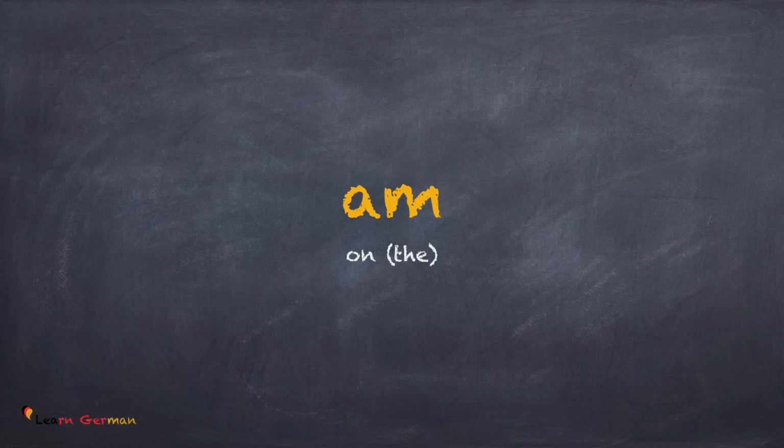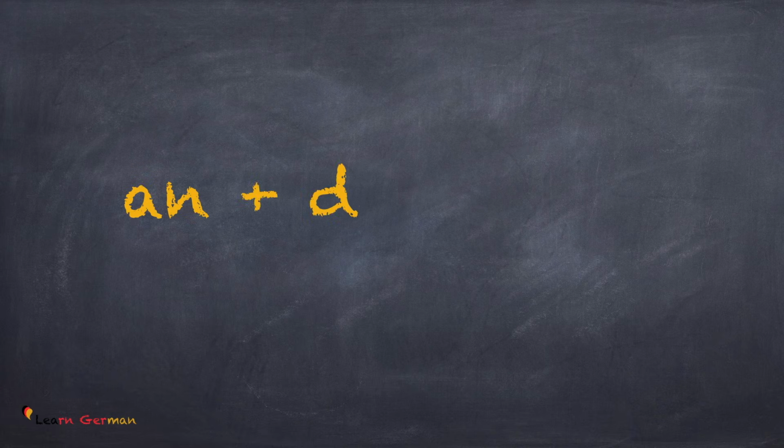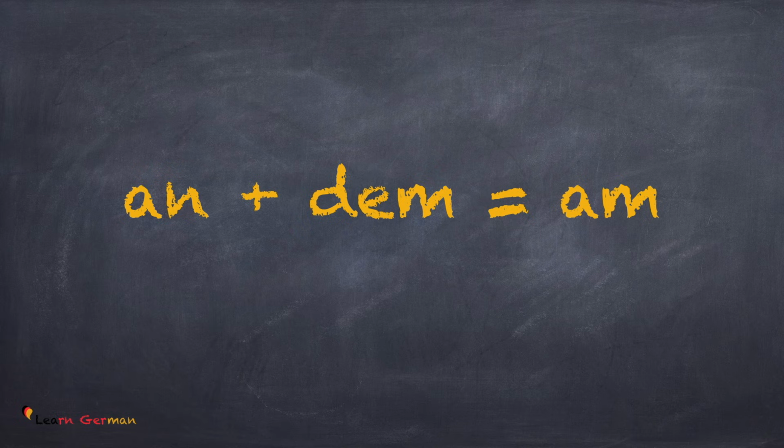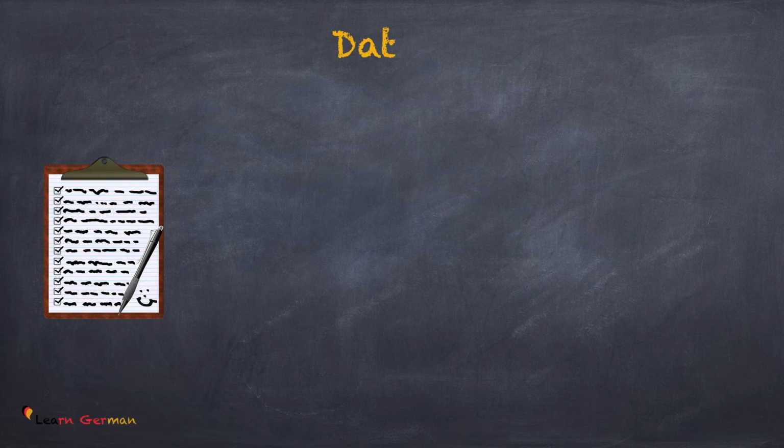Am. Well, am is a combination of the preposition an and the dative article dem. An plus dem gives you am. An is otherwise a two-way preposition. Sometimes it would take accusative and sometimes dative. In this case, an is taking dative. Let's look at the first example.